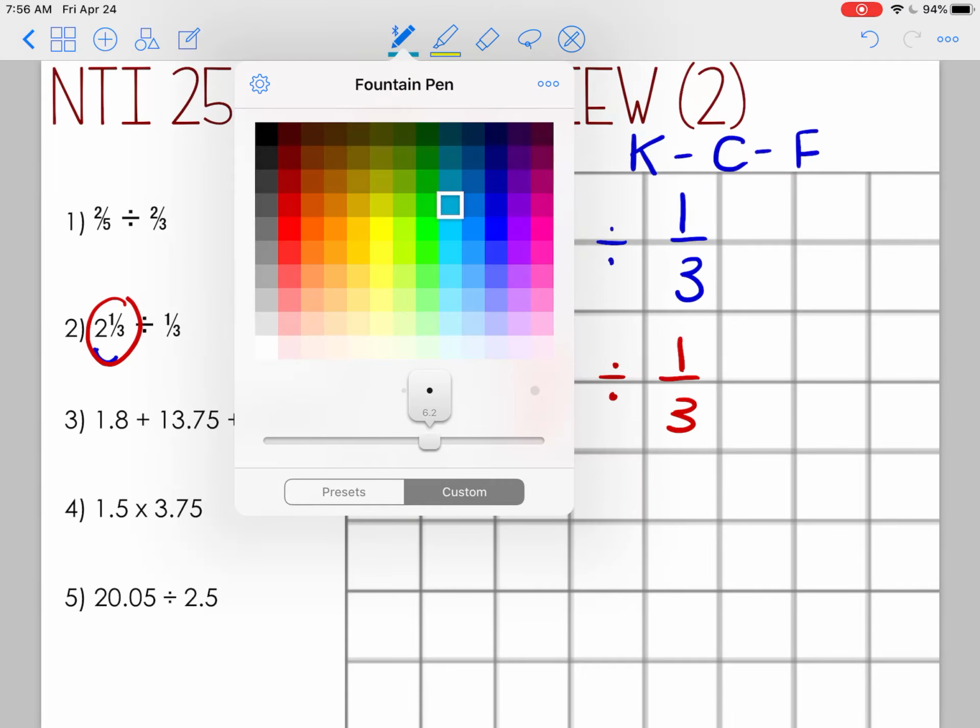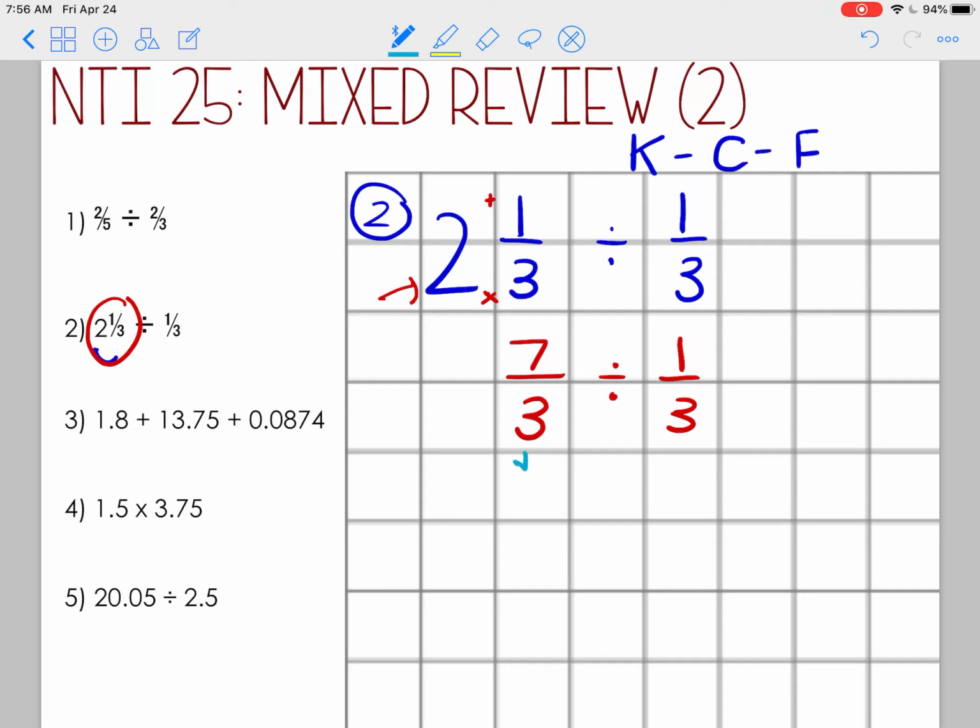Now is when we're going to do our keep, change, flip. So I'm going to keep 7/3. I'm going to change division to multiplication. And then I'm going to flip 1/3 to become 3/1. Now we have a fraction times a fraction, so we're just going to multiply. 7 times 3 is 21. 3 times 1 is 3.